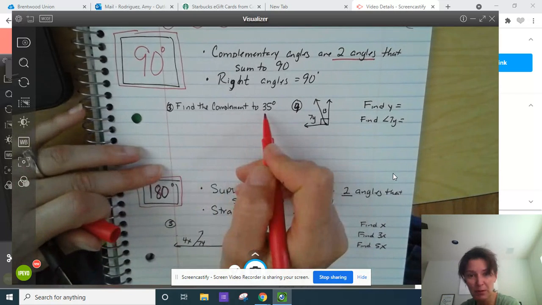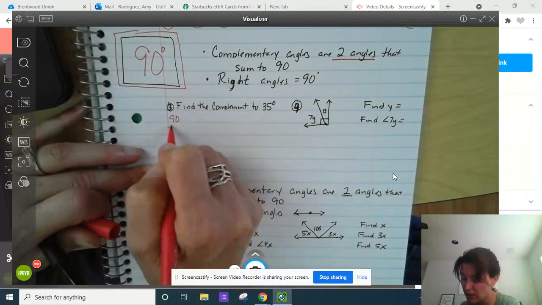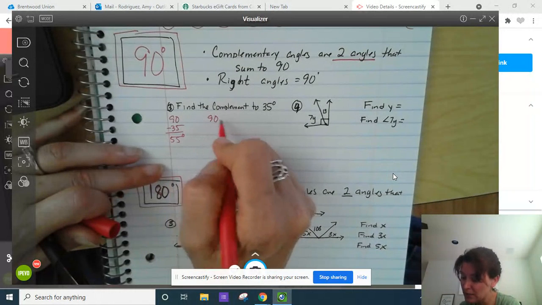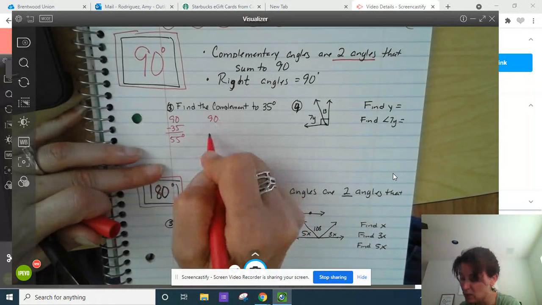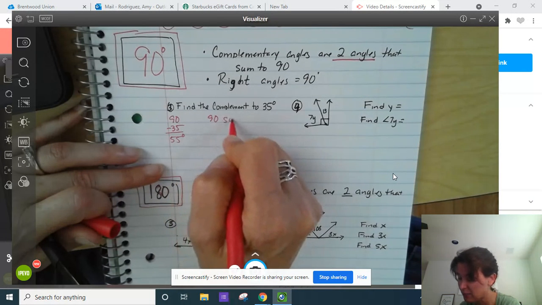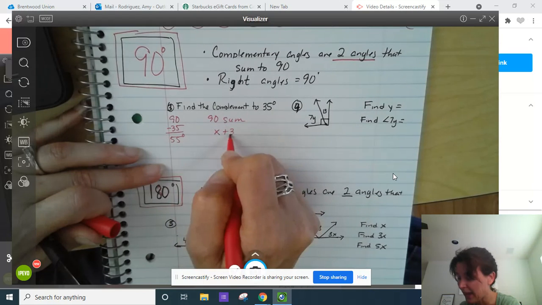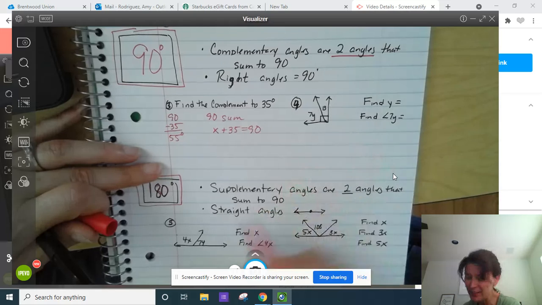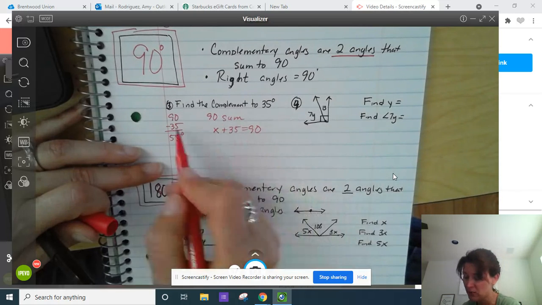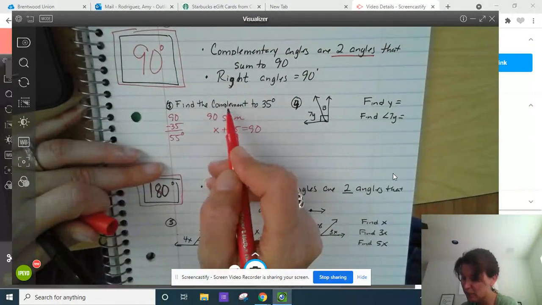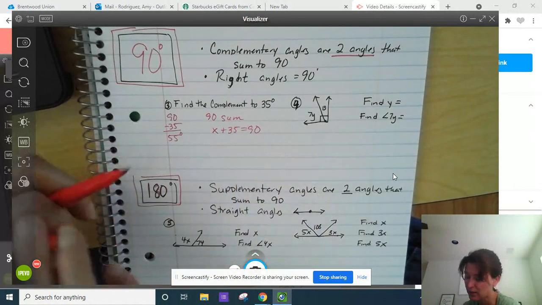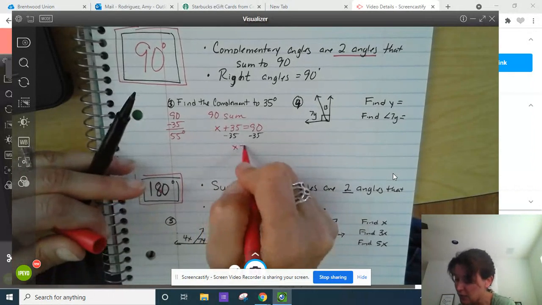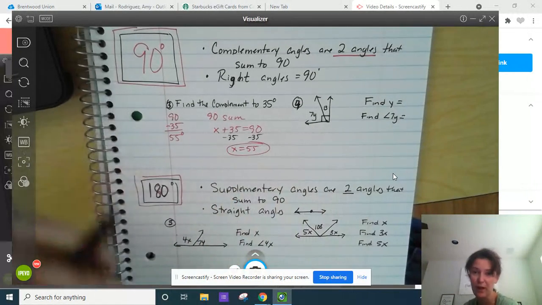So if you're finding the complement of 35, one way to do it is just take 90 and subtract 35, and you're done. Another way to do it would be to say that the 2 of these angles add up to 90. So I'm thinking to myself, what number, when I add 35 to it, would get me 90? And writing an equation. As the problems get harder, we're going to write more of these equations. But if they give you something just so easy as find the complement of 35, just subtract. That's fine. But if you want to write an equation, this is what it would look like. And we would still get that answer of 55.